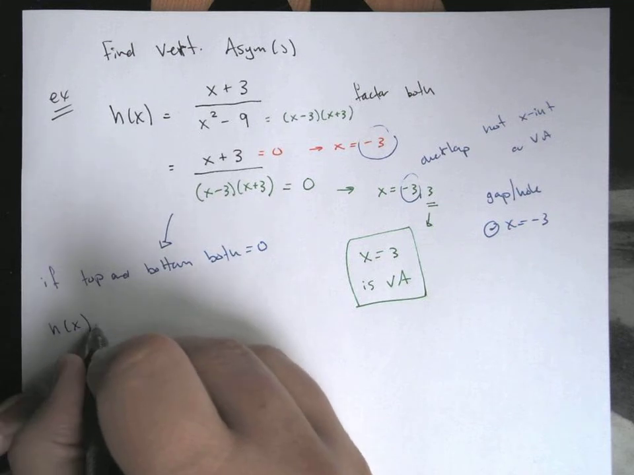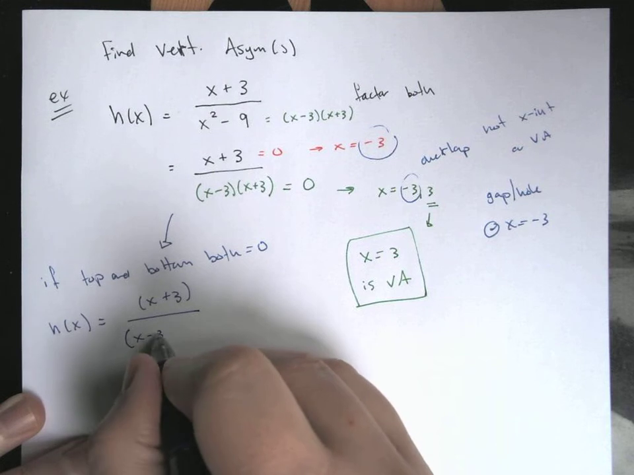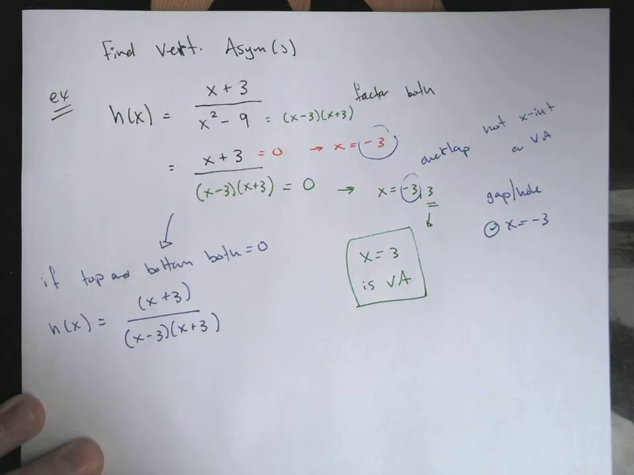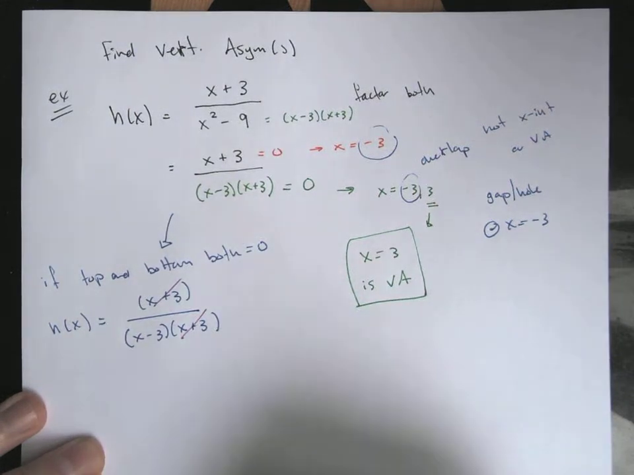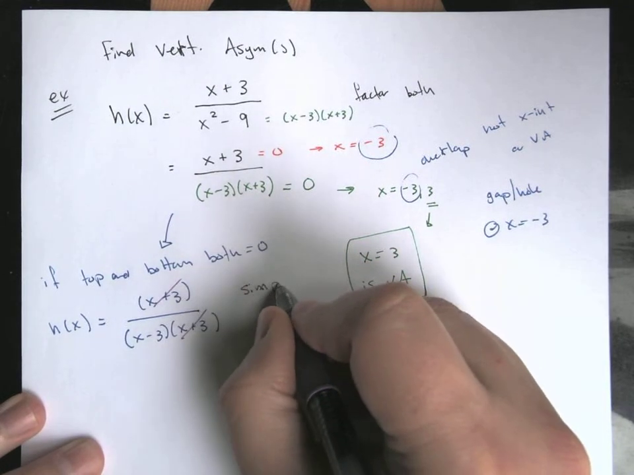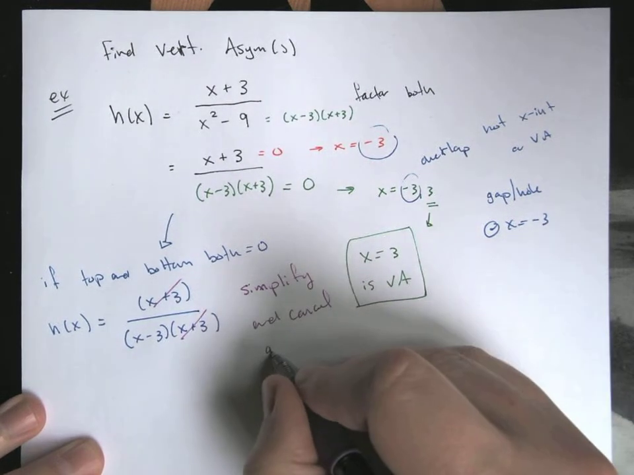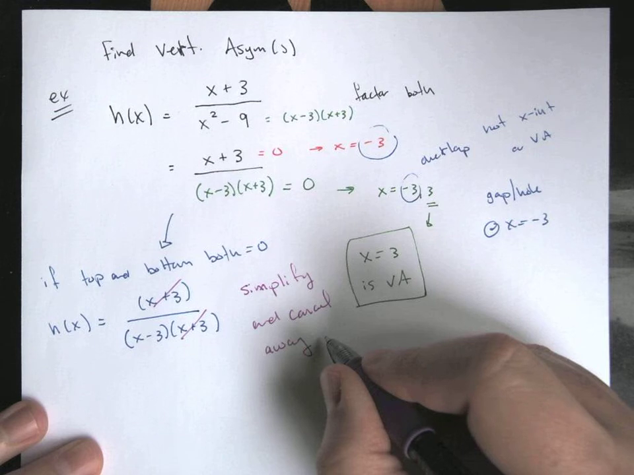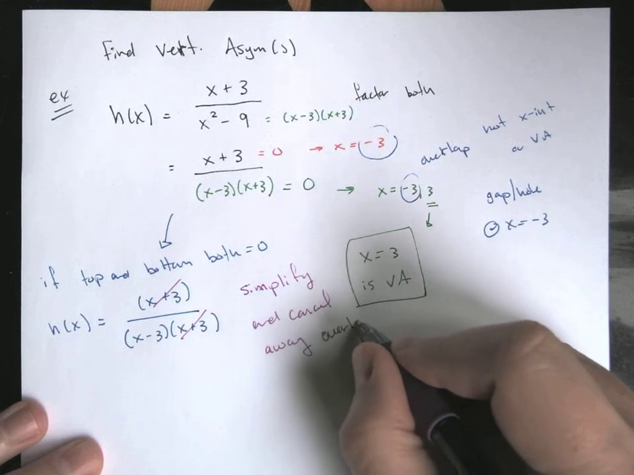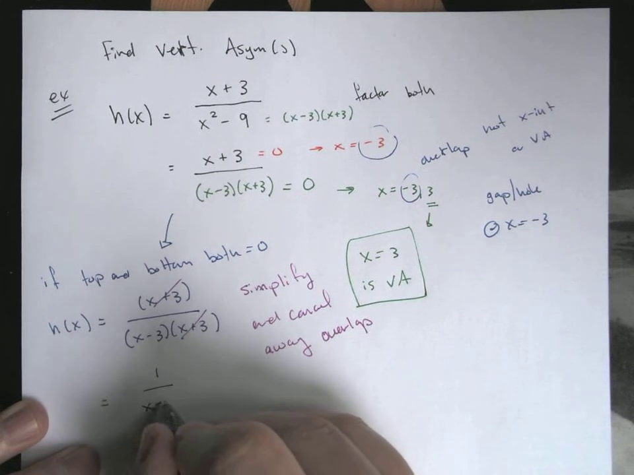So my factored version is this x plus 3 on top, and then it's this x minus 3 times x plus 3. And so you can see the x plus 3 is a term that they both share. So what we're going to do here is simplify and cancel our common term, the overlap. So in some sense this becomes just 1 over x minus 3.